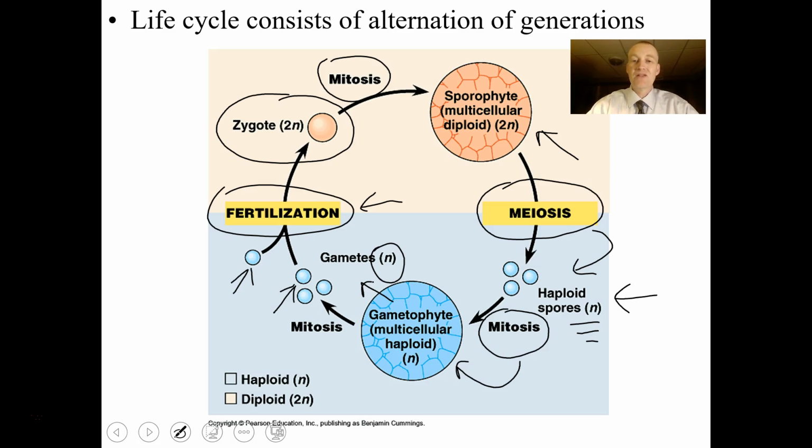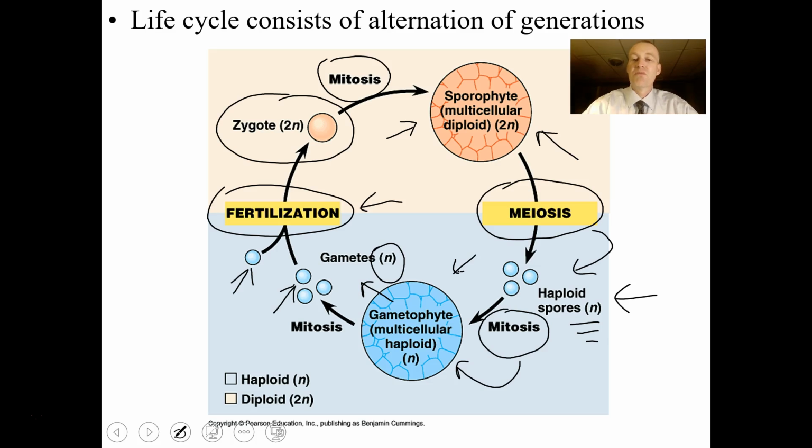So in plants, some parts of a plant life cycle, some members of the plant group, are going to be sporophytes, but other members of the same group are going to be gametophytes. So that's kind of strange. You need to sit and look at that a little bit.